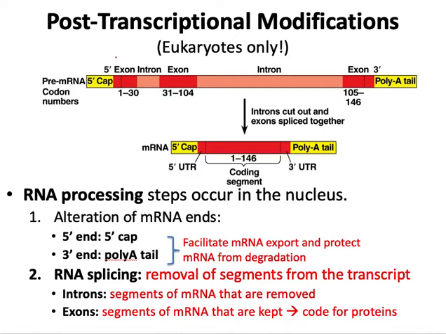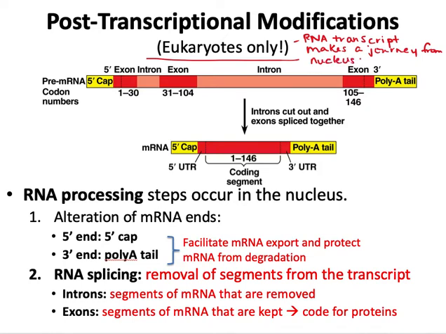Okay, so in eukaryotes only, and that is because only in eukaryotes the RNA transcript has to travel from the nucleus into the cytoplasm through the nuclear pores. All right, and in prokaryotes that doesn't happen. And so there are two things that will happen to the transcript.